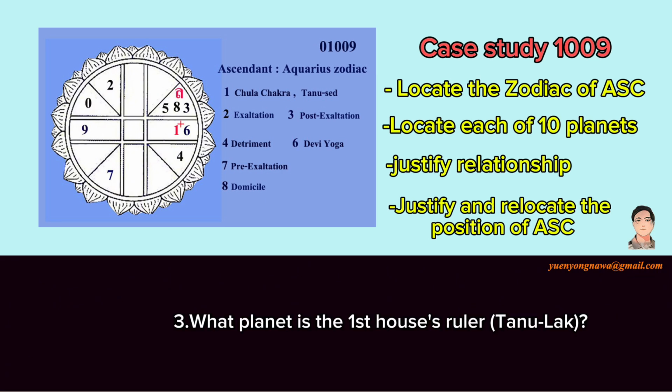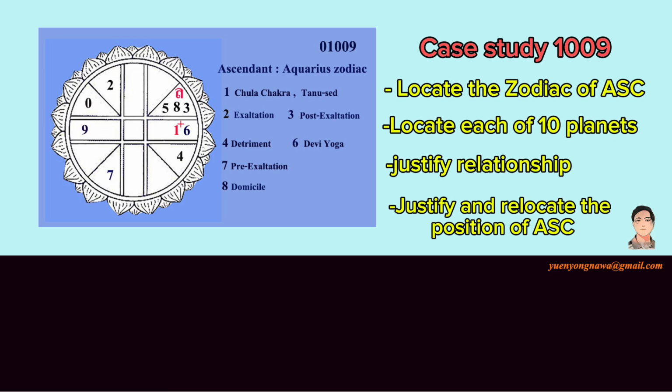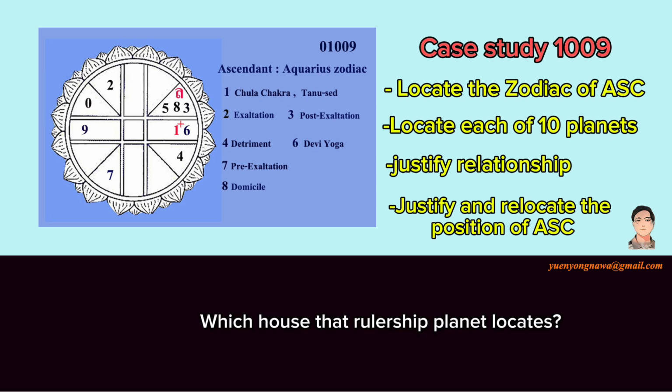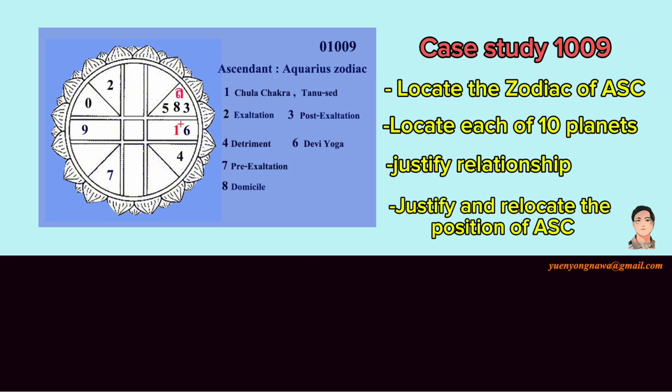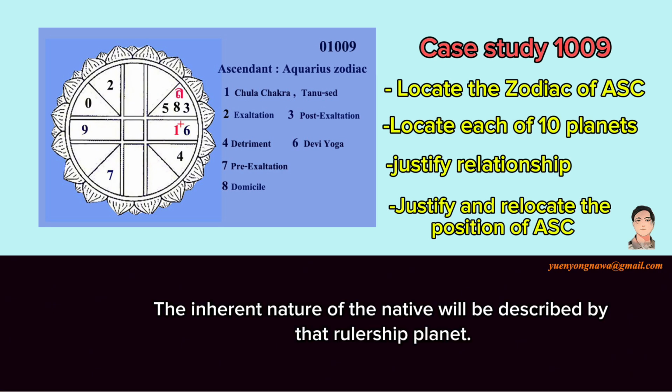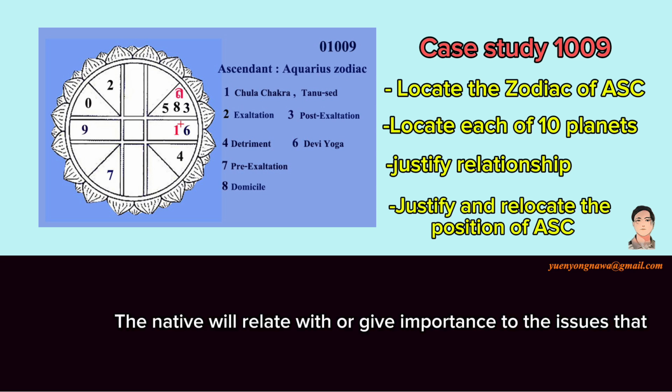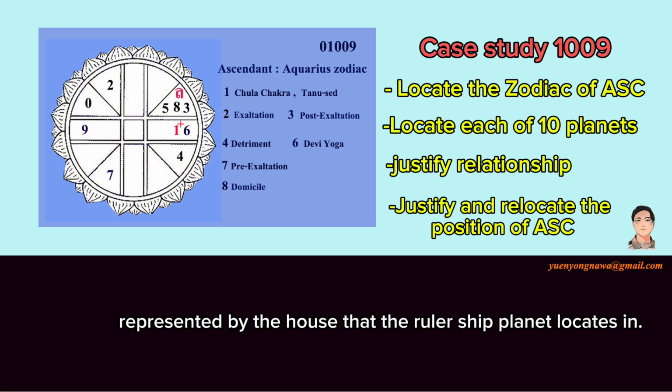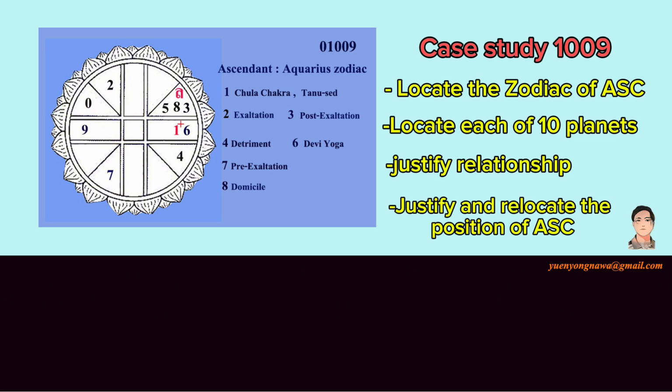3. What planet is the first house's ruler, Tonulak? Which house that rulership planet locates? The inherent nature of the native will be described by that rulership planet. The native will relate with or give importance to the issues that represented by the house that the rulership planet locates in. Rahu is the first house's ruler, Tonulak.